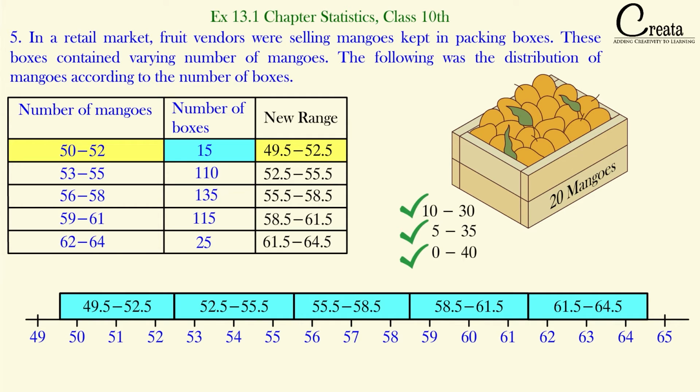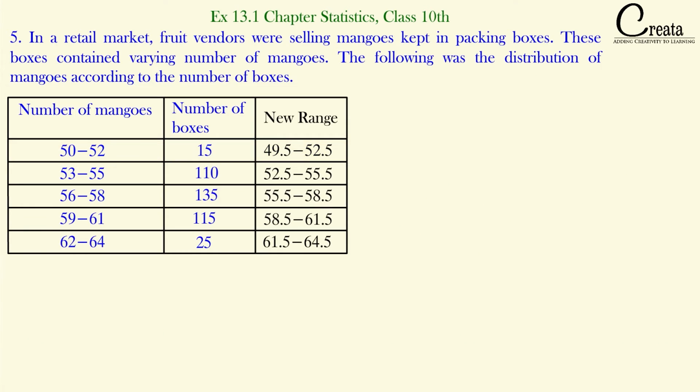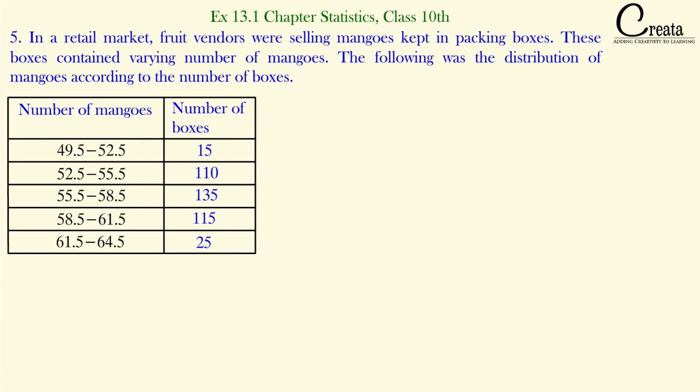These types of questions are slightly twisted and you should know this approach to solve them. You have to play with the range. Got it? Now we have our normal table with the number of mangoes and the number of boxes. Here the number of boxes is the frequency, that is, how many times our observations are repeating. That is frequency, which is Fi.